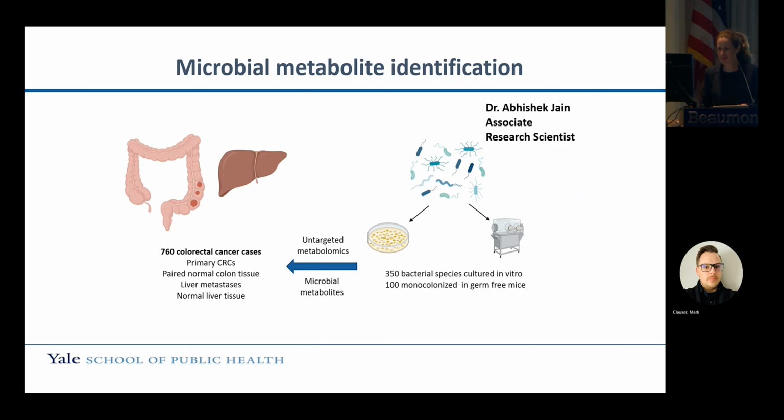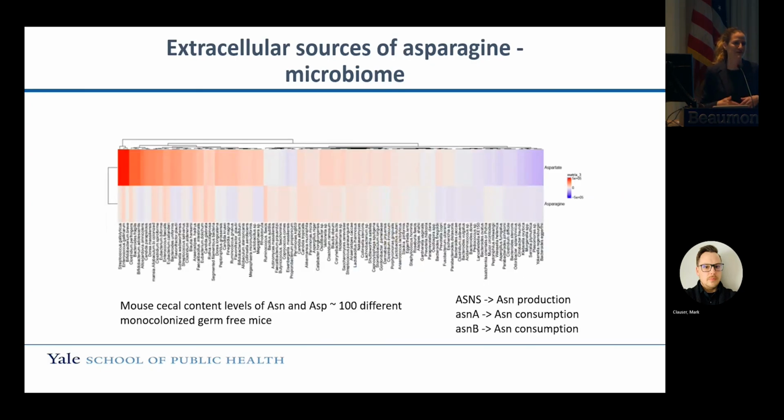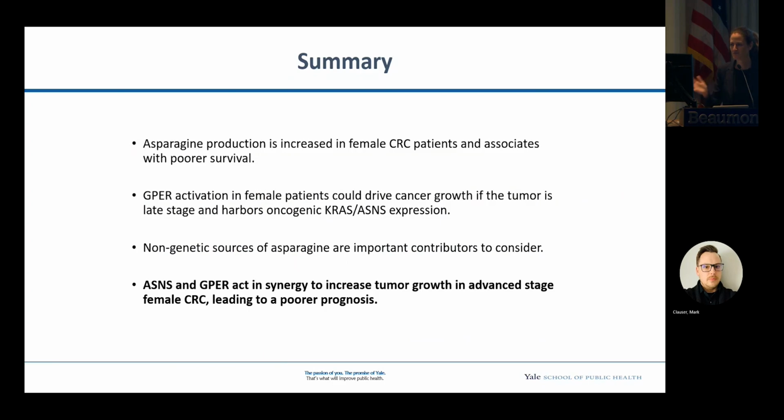But within this data, we had a quick look at asparagine and aspartate, and we can see there's many different ratios of aspartate to asparagine in these 100 different bacteria, showing that they do have different enzymatic activity, potential asparagine producers and consumers. It could also be affecting tumor growth within these cancers potentially. So overall summary, we see asparagine production increase in female CRC patients.